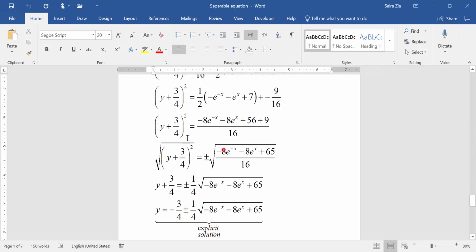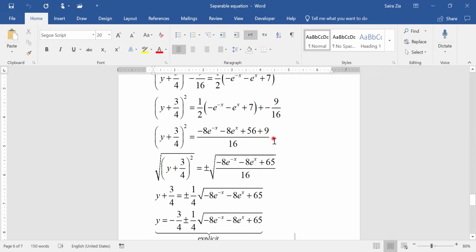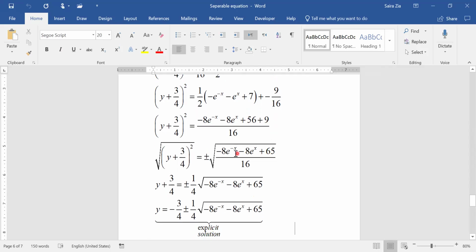After that we are going to rearrange them and simplify them. First we are going to take 16 as an LCM, so we multiply each of the terms with 8, and here will be the plus sign, so remove this minus sign here, so it becomes plus 9. So 56 plus 9 will be 65. And take the square root of both sides so that we can remove this square.